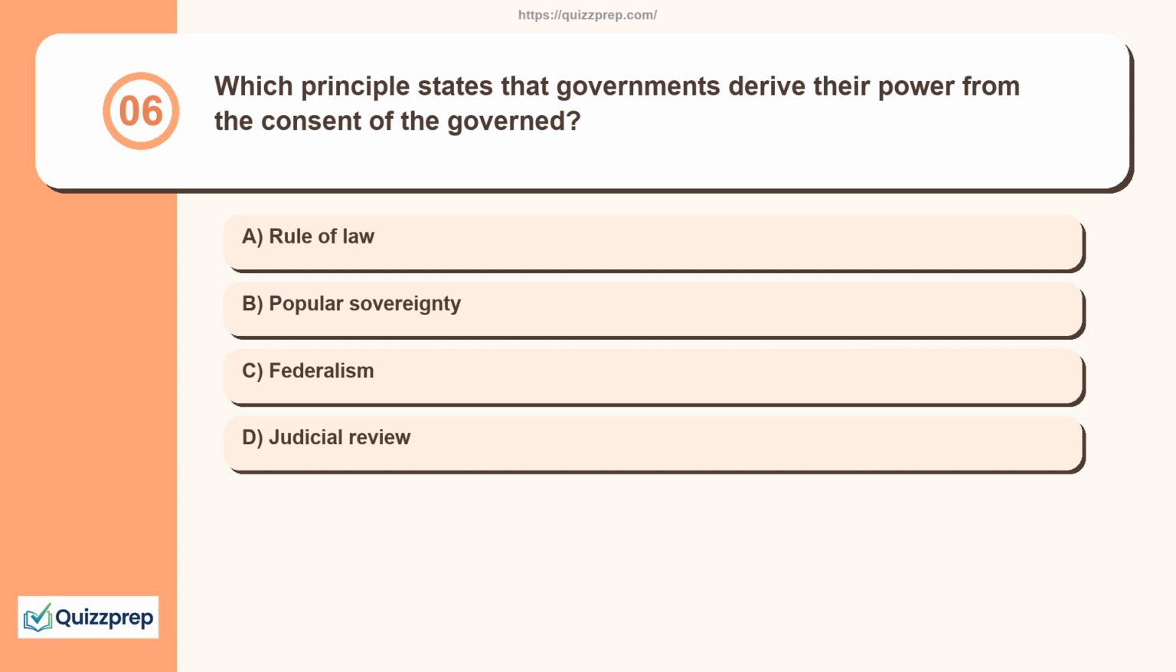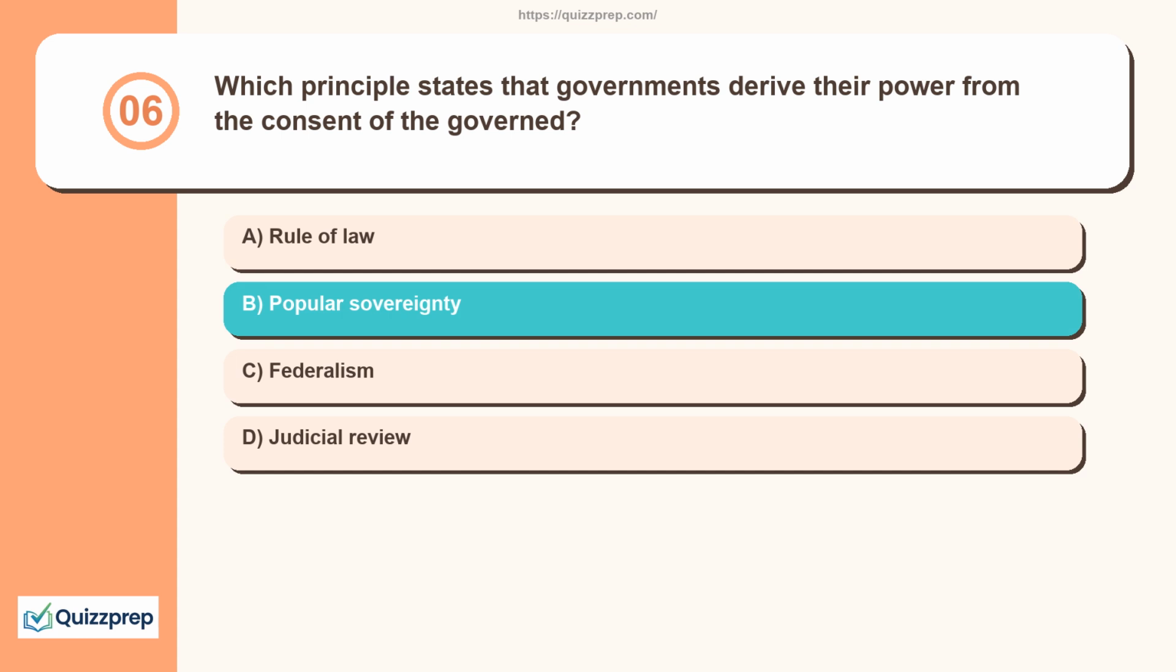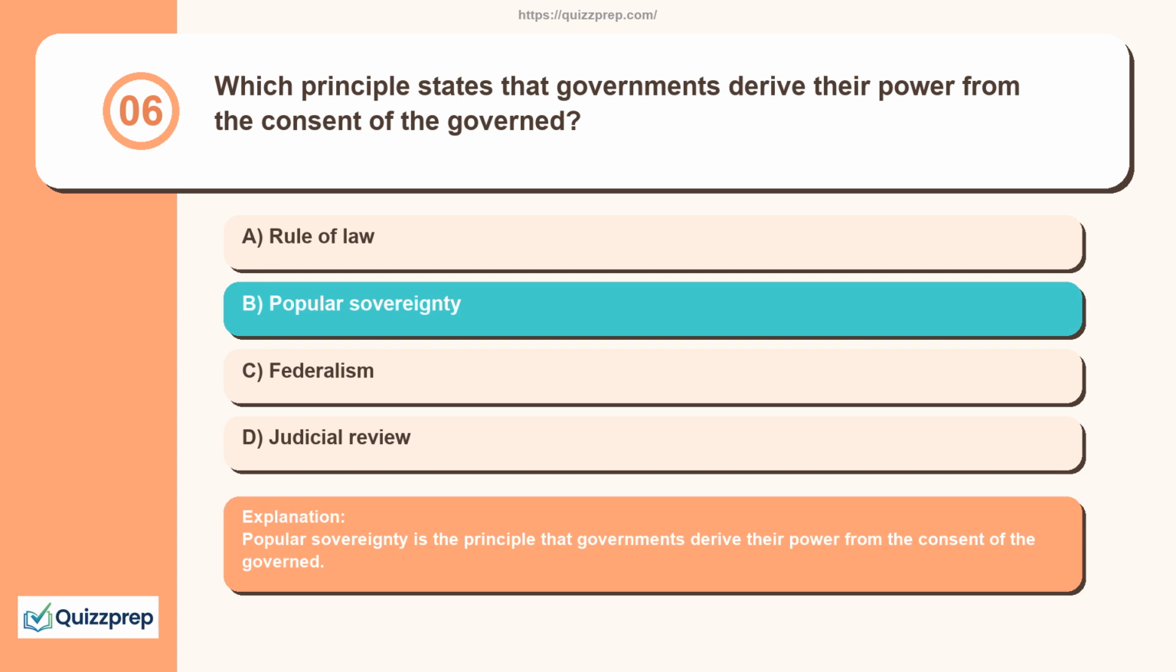Question 6. Which principle states that governments derive their power from the consent of the governed? Rule of law, popular sovereignty, federalism, judicial review. Popular sovereignty is the principle that governments derive their power from the consent of the governed.